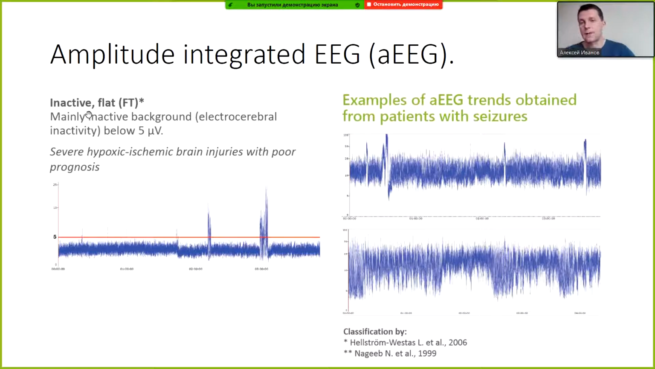Inactive or flat line pattern shows very low EEG activity with whole amplitude under 5 microvolts. And here we also have a few examples of epileptiform activity on this trend. It is also very clear to see where seizures or sharp waves or high amplitude EEG areas are located.